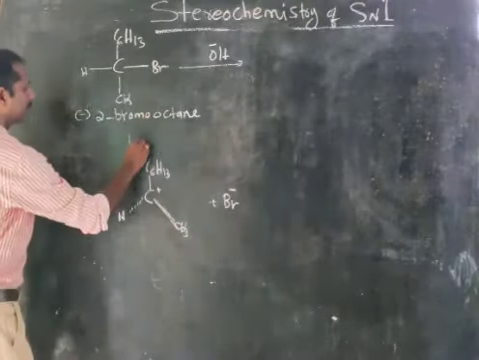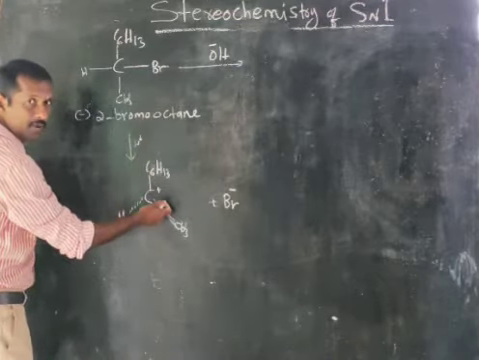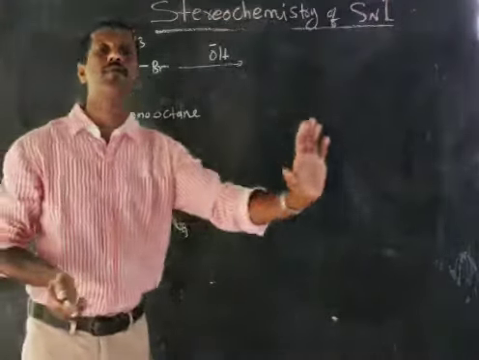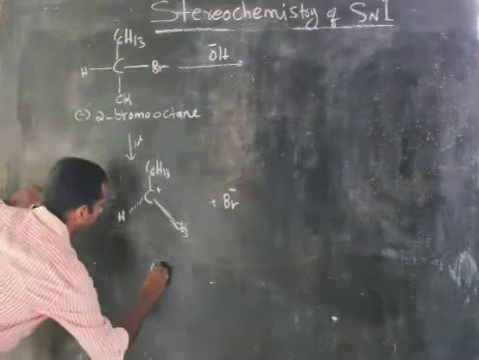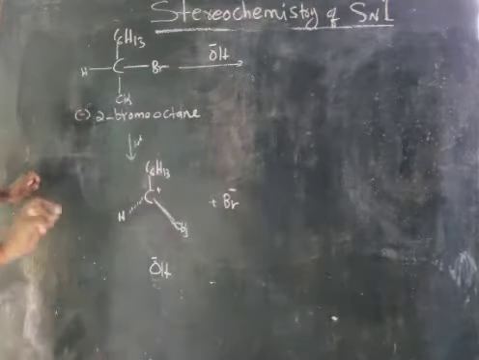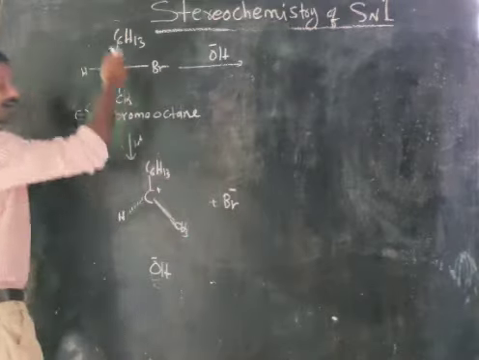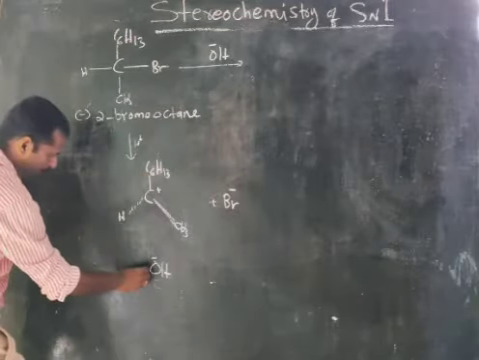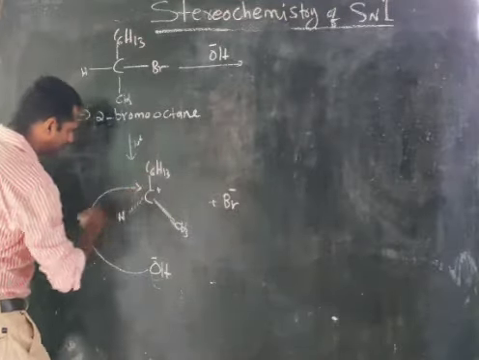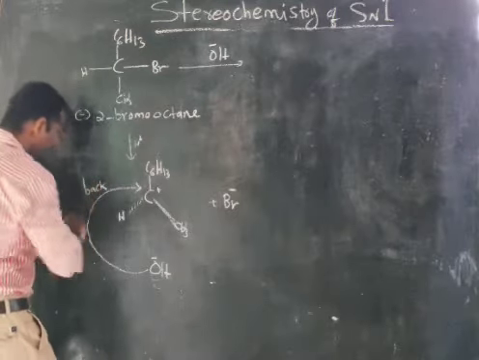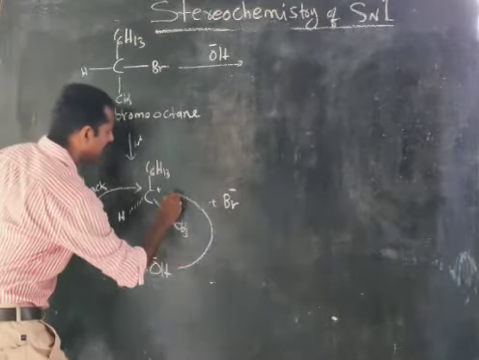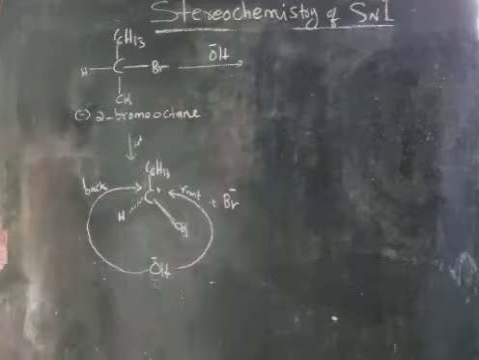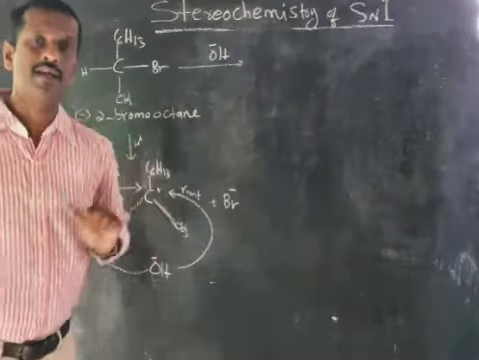The first step is the formation of carbocation. In the second step, once the carbocation is formed, the nucleophile will come and attack the positively charged carbon. Now our nucleophile OH minus is coming, and this is important. Since the carbocation has a planar structure, the nucleophile can attack from the backside, or it can attack from the front side.